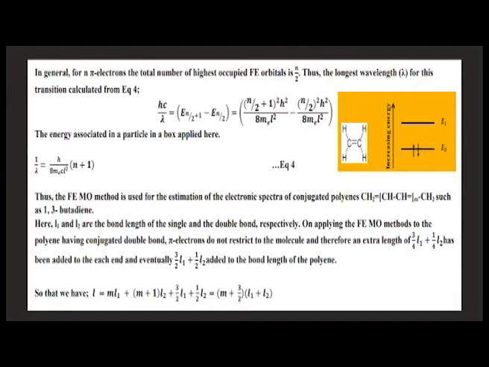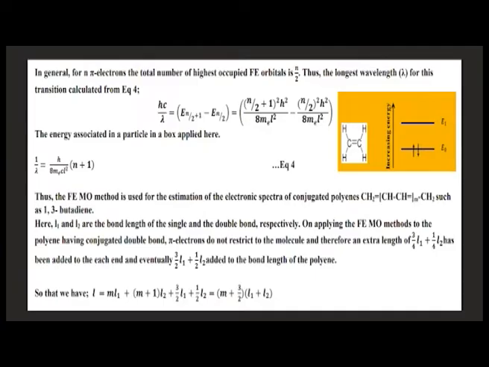In general, for n pi electrons, the total number of occupied free electron orbitals is n by 2. Thus, the longest wavelength for the transition is calculated from the equation hc by lambda equals E(n/2+1) minus E(n/2). The energy of a particle in a box applies here. So hc by lambda is equal to (n/2+1) squared h squared divided by 8mL squared, minus (n/2) squared h squared divided by 8mL squared, which becomes 1 by lambda equals h by 8mcL squared times (n+1). This makes equation 4.